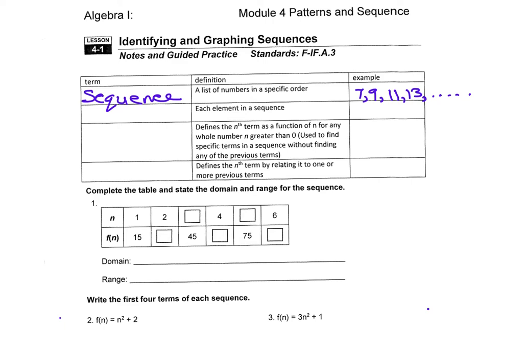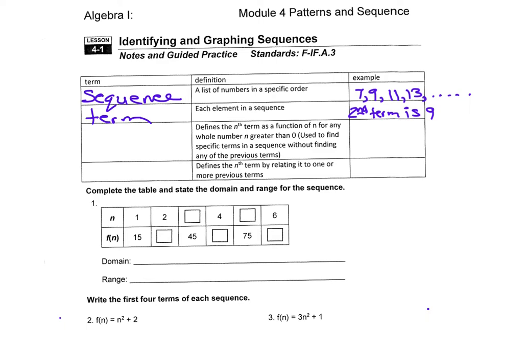Each of those elements in a sequence is called a term. So every one of those numbers up above is a term. So like 9 is the second term. They're all terms though. 7 is a term, 9, 11, 13. The numbers in the sequence, or the elements, are your terms.